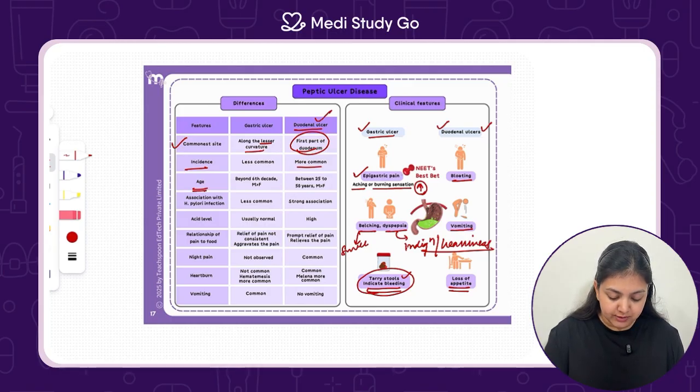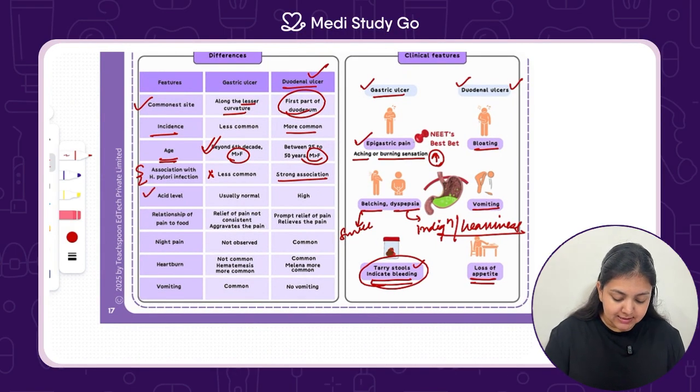The incidence of both of these is that duodenal ulcer is more common. In the age, if we see, gastric ulcer is seen in a higher age group, like in the 6th decade, and both of these are more common in males, maybe because of irritating factors like alcohol, smoking, high acidic content food, etc. Then association with H. pylori: gastric ulcers are less commonly associated, but duodenal ulcers are strongly associated with H. pylori.